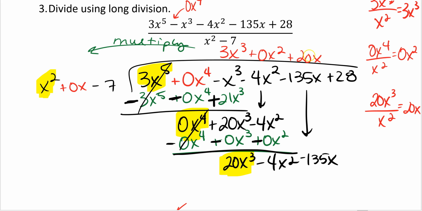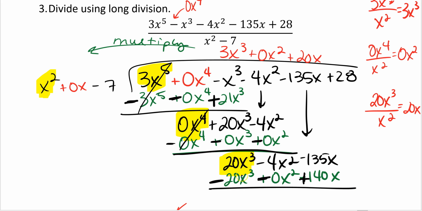So now we're going to multiply. 20x times x squared is 20x to the 3rd. 20x times 0x is 0x squared. And 20x times negative 7 is negative 140x. Now we're going to subtract and change all of the signs for each term.